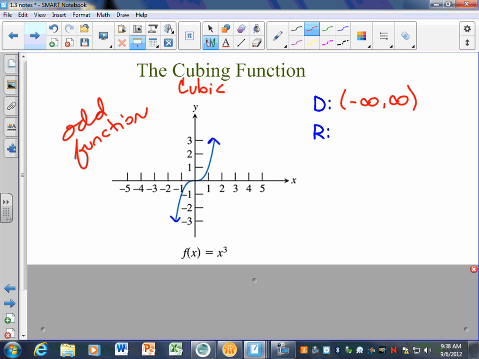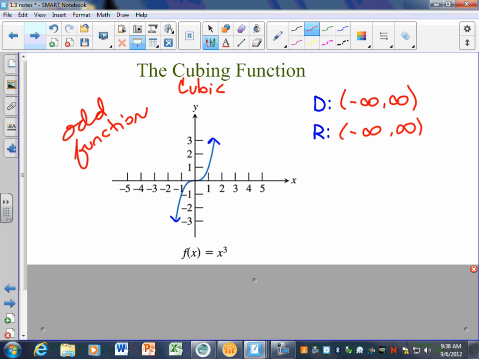Now remember with the parabola, the range was not all real numbers because we had that higher low point. What about on the cubic function? Do we have a higher low point? This side's going to go up forever, and this side's going to go down forever. So are all the y values going to get used?